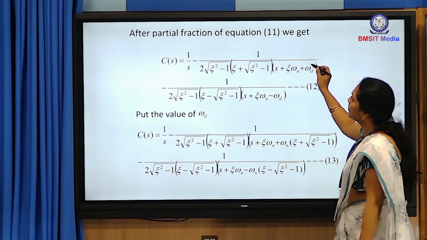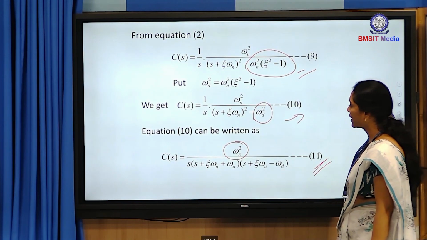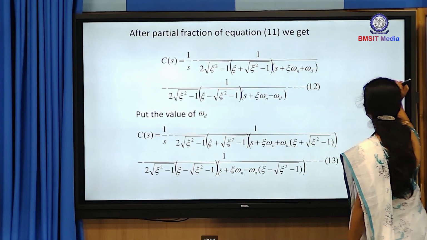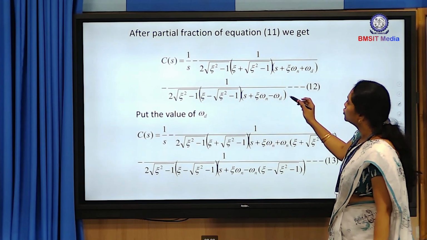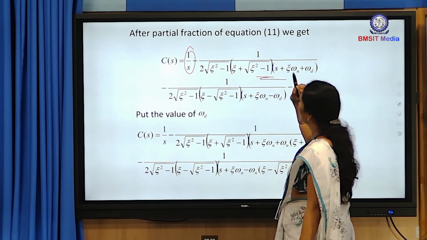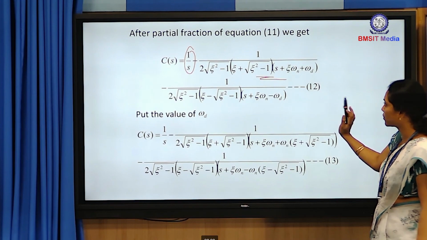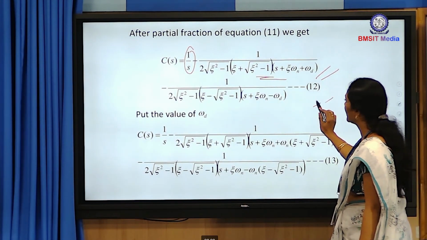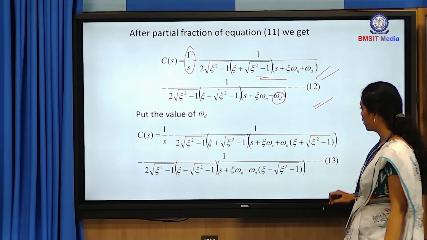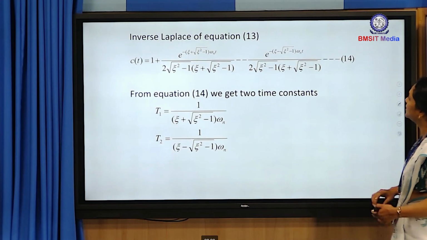Now we will be taking the partial fraction of this equation number 11. For this equation number 11, I need to take the partial fraction. This one term separately, this one term separately, this one term separately, and for the omega n squared term separately. So the first part I will be writing as it is, and for the second part, wherever omega d is there, replace that by omega n into root of zeta square minus 1. So I am getting this and I am getting this part. Now wherever omega d is there, make that particular substitution. So zeta square minus 1, and here also it is zeta square minus 1.